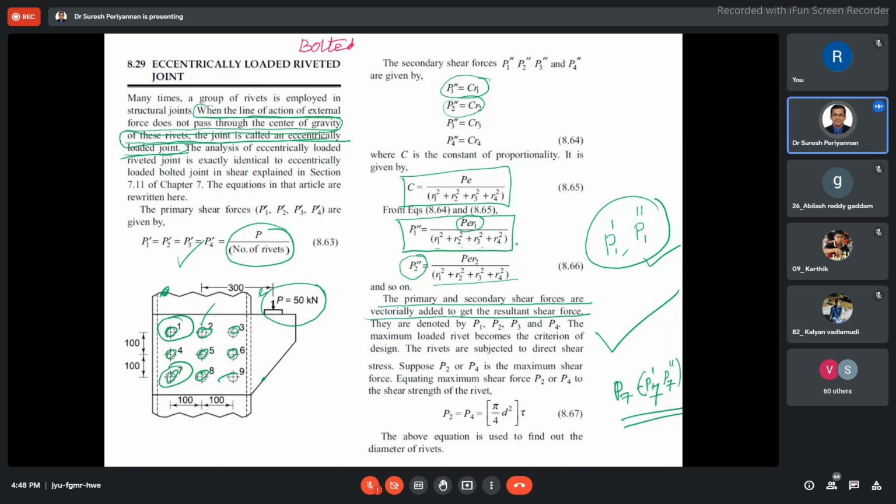Now, which rivet is going to have more shear force? The one that is away from the center of gravity. This may be the center of gravity, CG. The rivet at the farthest distance from the CG is going to have the higher shearing force, and that can be considered for our rivet design purpose.